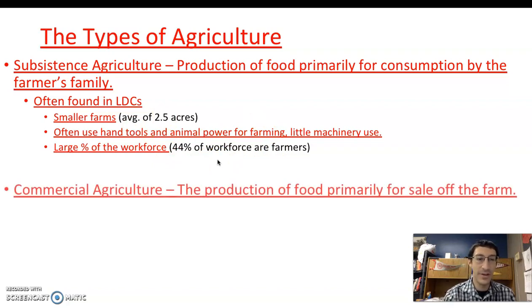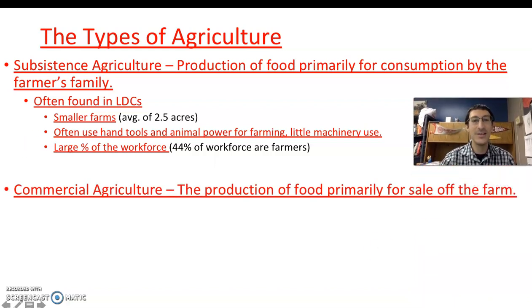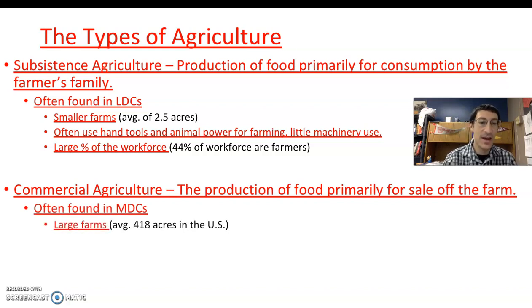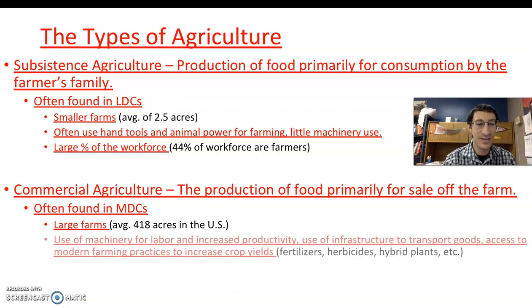Comparatively, on the other hand, we have what we call commercial farming. That's the production of food to sell off the farm. Again, this doesn't necessarily just mean crops, but it could also mean animals, selling them to the slaughterhouses for production, things of that nature. These are found in more developed countries, so MDCs. And typically these are larger farms. The average size in the United States is 418 acres, which is a very large amount.